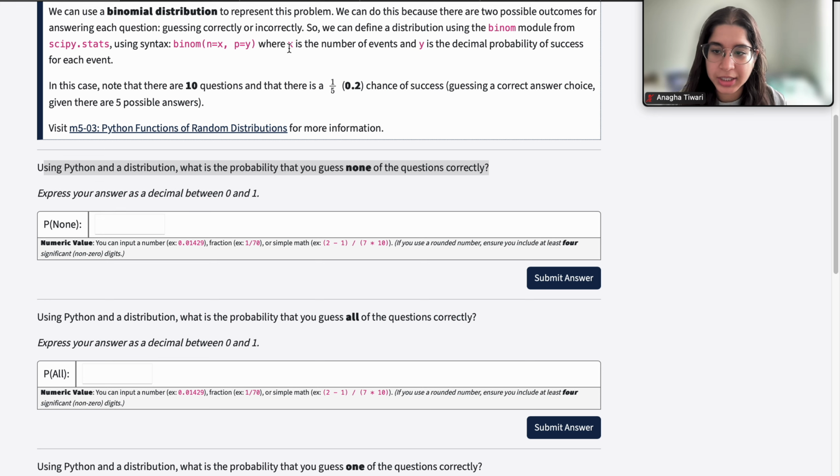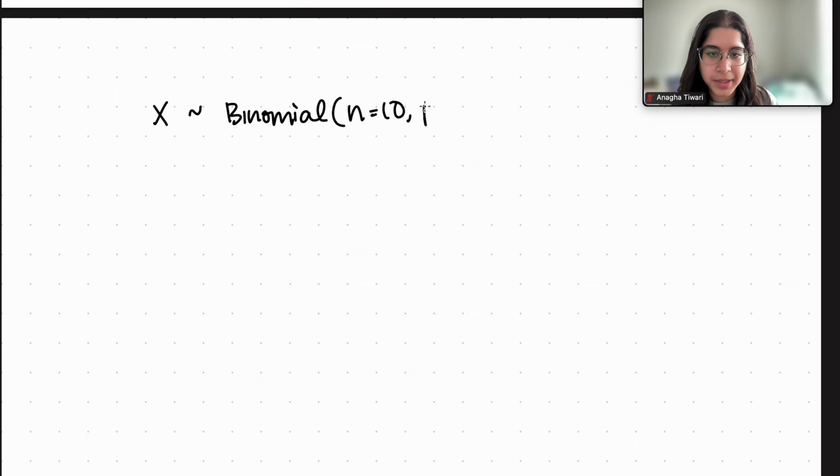Now it says here, using Python and the distribution, what is the probability that you guess none of the questions correctly? So we know that we are trying to find the probability that x takes on the value 0. And if it's easier to look at it in a formulaic way, we can define x, or you can call it d or any variable you want, to be a binomial distribution where n equals 10 and p is going to be 0.2.